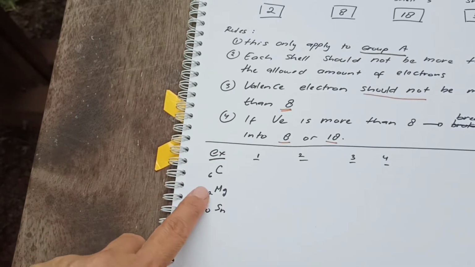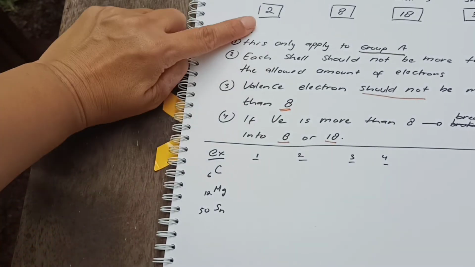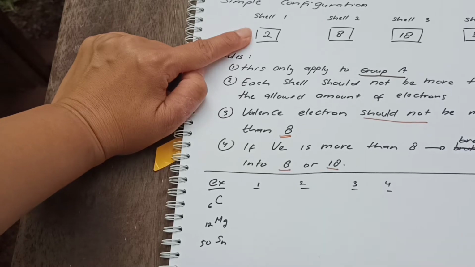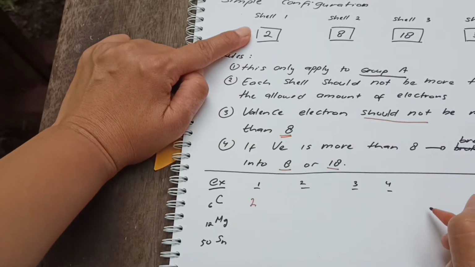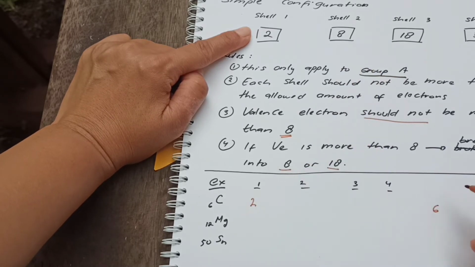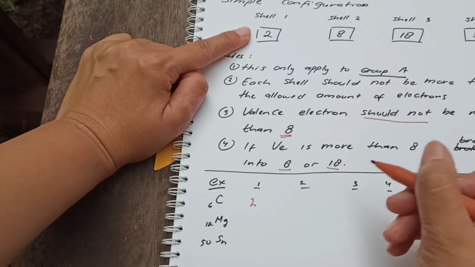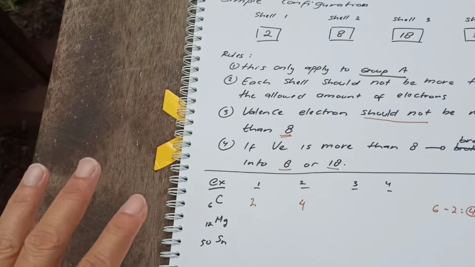You have 6C. So for this one, remember shell 1 has 2 electrons. So automatically you put 2 electrons here. And since C has 6 electrons, you already put 2 in shell 1. So how many electrons do you have more? Still have 4 more. So these 4 electrons, you put in the second shell. This is the configuration for carbon.